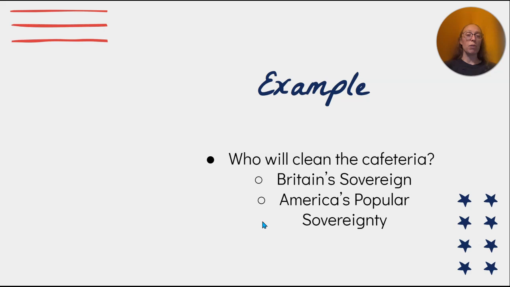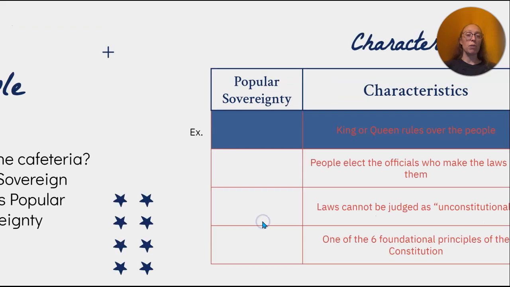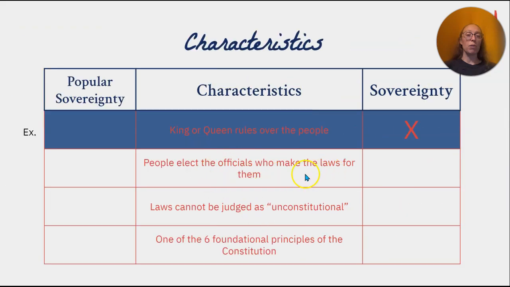Now, in America's popular sovereignty, you might not have the only say in yes or no, would you clean the cafeteria, but there'd be a vote of all the students saying, all right, so who's going to clean the cafeteria? And they might just decide that the vote ends up being that the principal will clean the cafeteria. Maybe it'll be me. Maybe it'll be you. I don't know, but there's been a chance for everyone to have a voice in that and not just one person saying, oh, it's going to be this way because that's the way I want it. Popular sovereignty, the people rule. So, people elect officials who make the laws for them. That would be popular sovereignty.